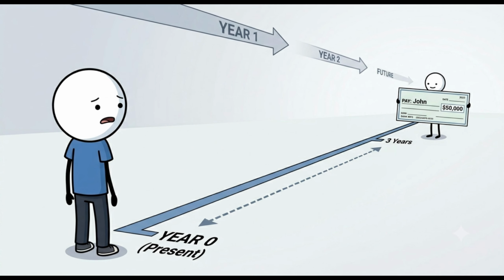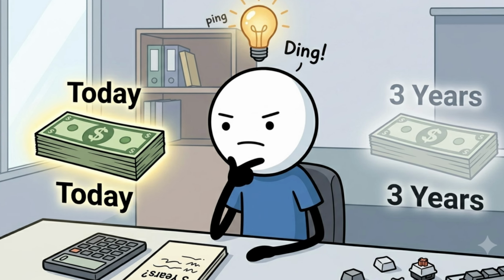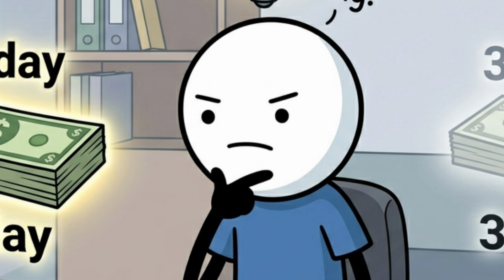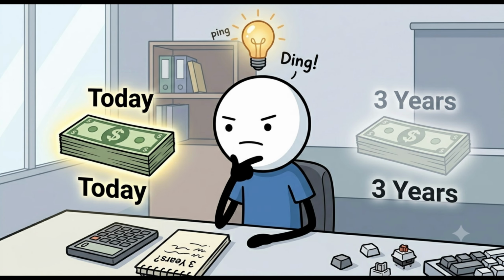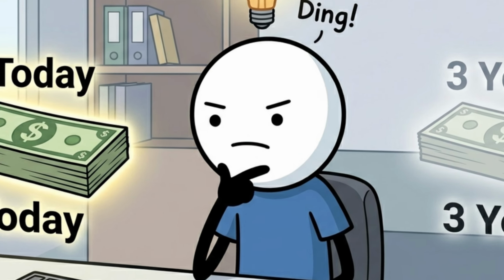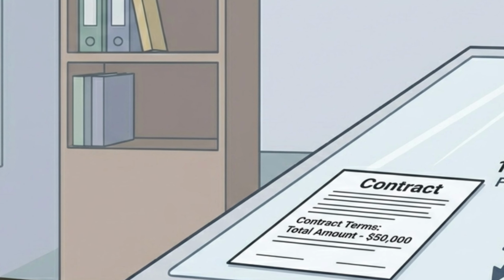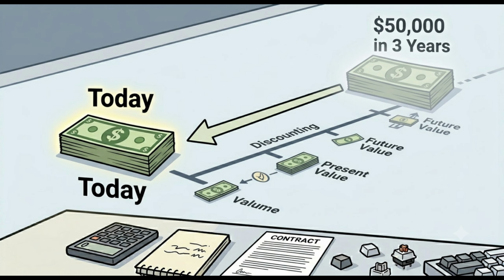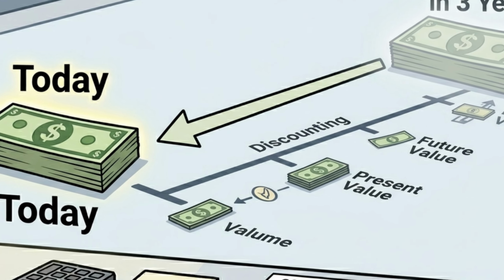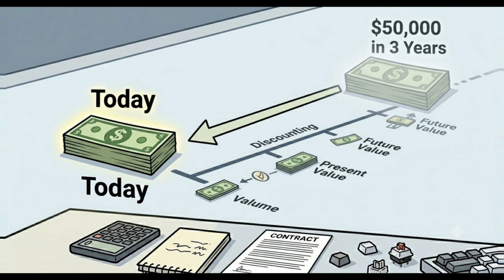John's first instinct might be to celebrate. $50,000 is a lot of money, but then he remembers the lesson of the time value of money. He realizes that $50,000 delivered in 3 years is not the same as $50,000 in his hand today. To make a smart decision, John needs to bring that future promise back to the present. He needs to calculate the present value.